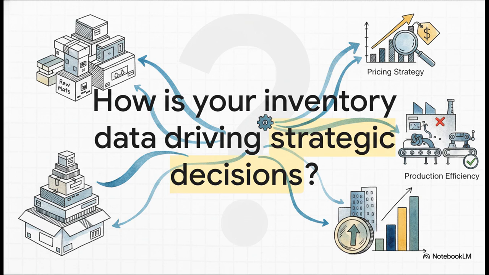So I'll leave you with this final thought. Mastering the compliance side of Ind AS 2 is, of course, the baseline. It's essential. But the real strategic value is unlocked when you use this detailed cost and valuation data proactively. Is it informing your pricing strategy? Is it helping you spot production inefficiencies? Is it guiding better capital allocation? That, right there, is the ultimate test of a truly robust inventory accounting system.